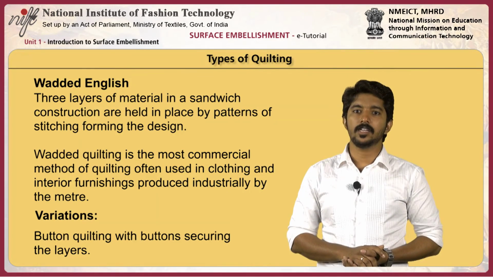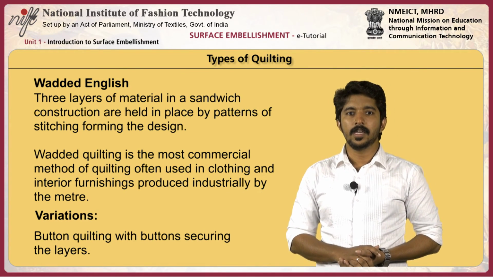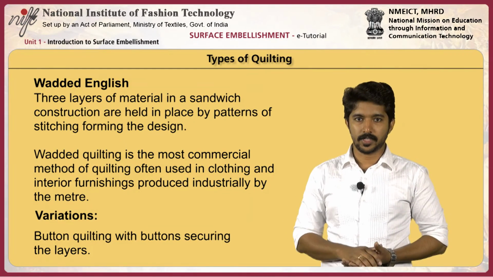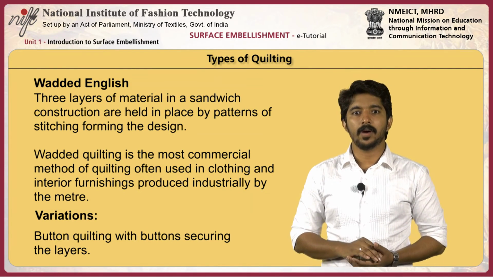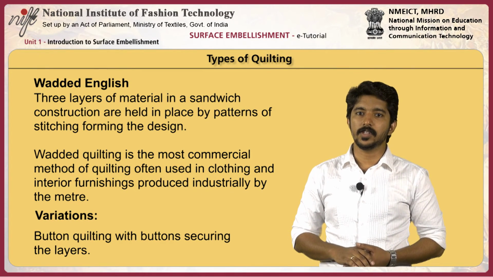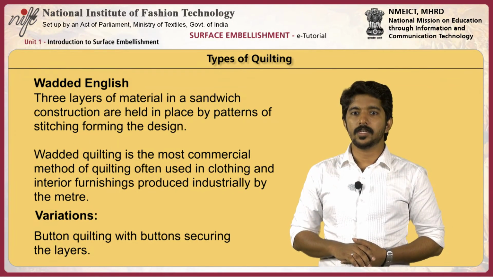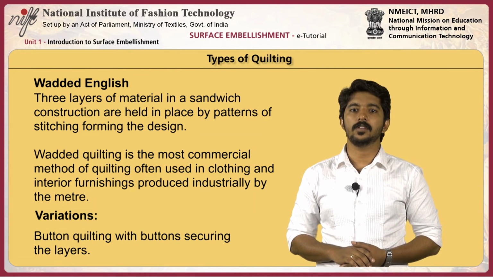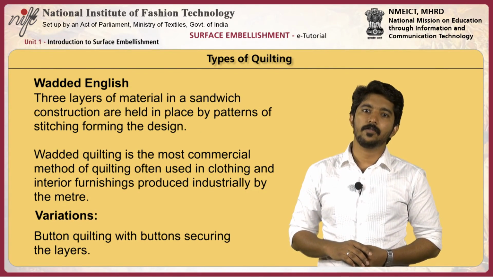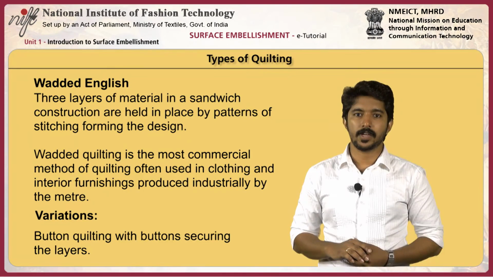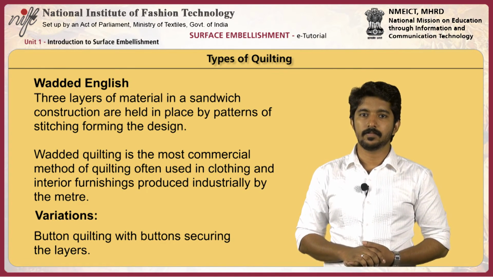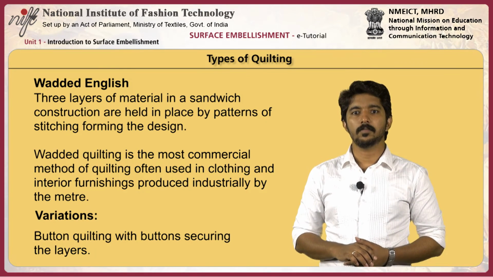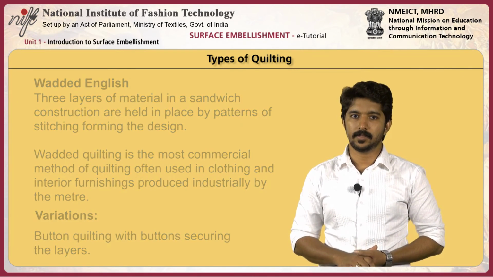In the wadded English quilting technique, three layers of materials in a sandwich construction are held in place by patterns of stitching forming the design. Wadded quilting is the most common commercial method of quilting, often used in clothing and interior furnishings produced industrially by the meter. Variations can be done with button quilting, with buttons securing the layers.